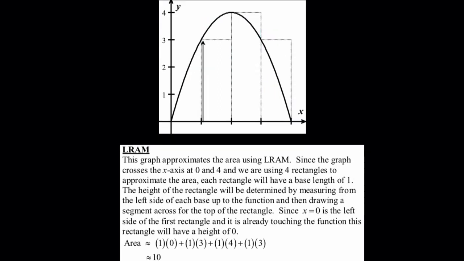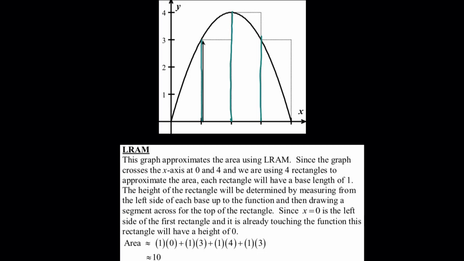Now, the next one is going to be what is called an LRAM. So we start out the same way, which is dividing up this shape into the 4 rectangular sections. All right, so we've got one section here, here, here, and here. Now for an LRAM, we will come from the left side of each rectangle.